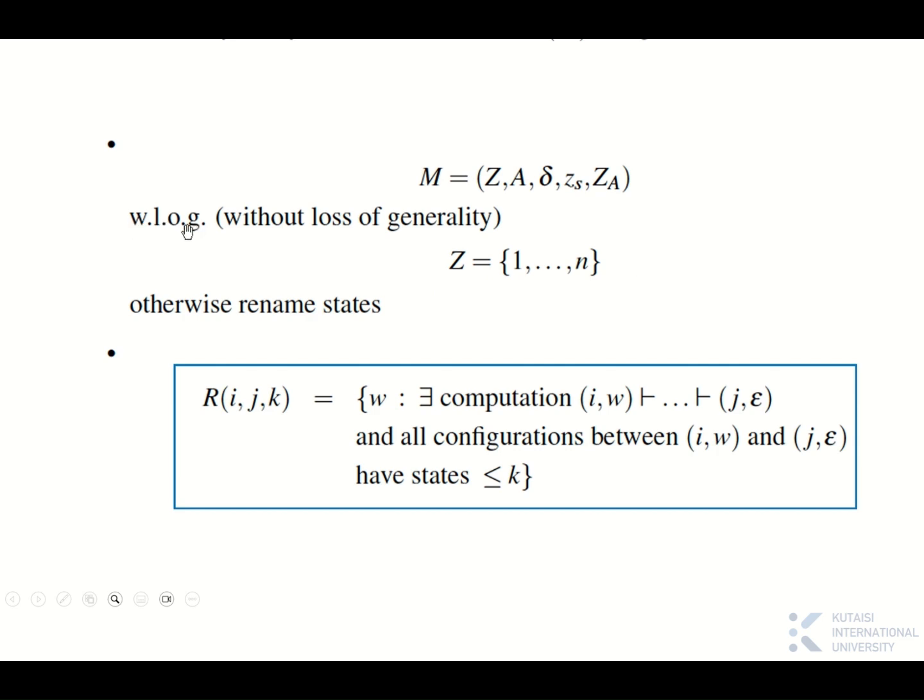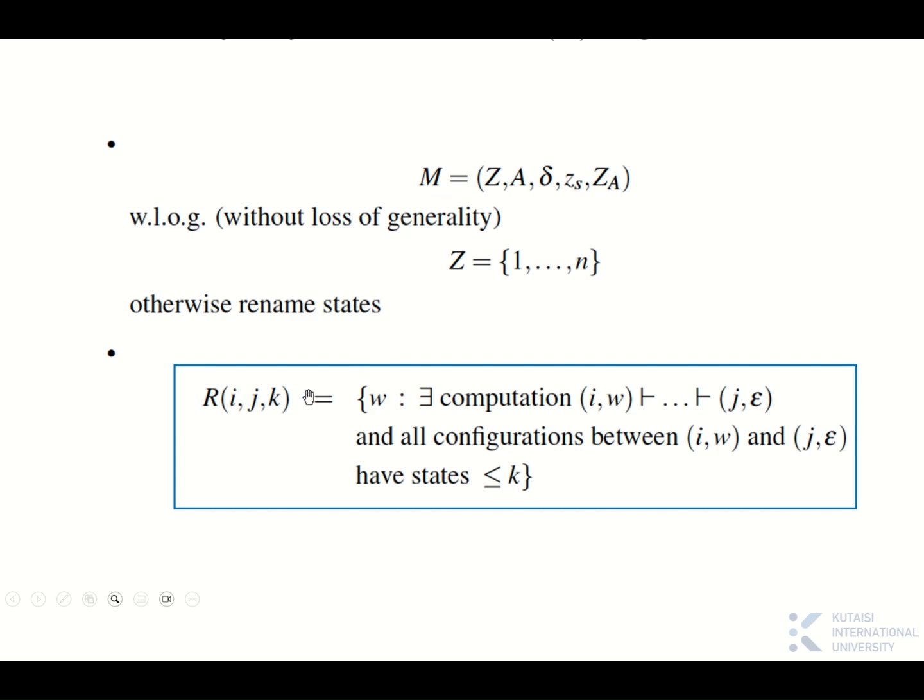WLOG means without loss of generality. Oh yeah, it's written out here. That means that this was a completely general machine. You rename the states, it's still a general machine, it just has different names. You can always do this. Okay, so my states are now 1, 2, 3, 4, 5, 6, 7, 8, up to n, however many states this thing has.